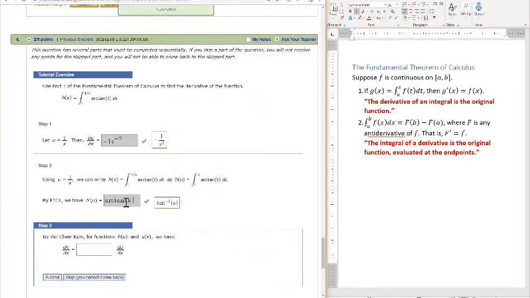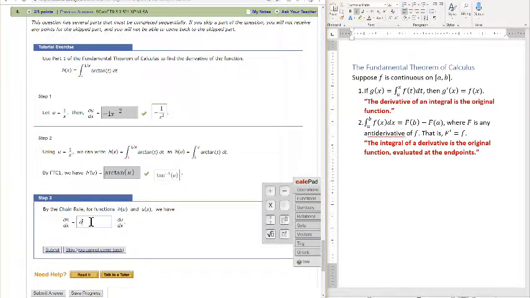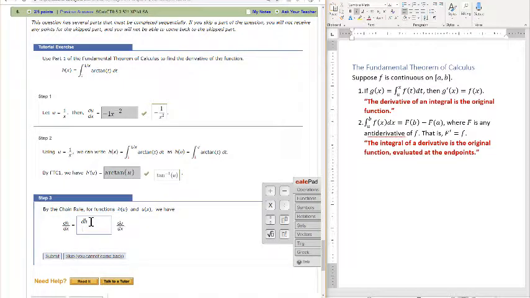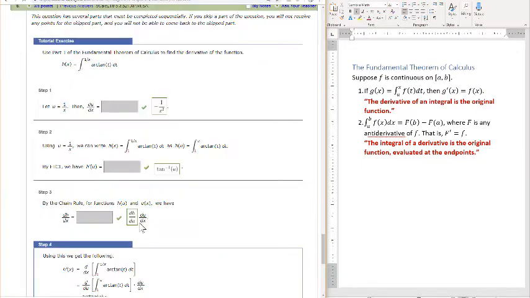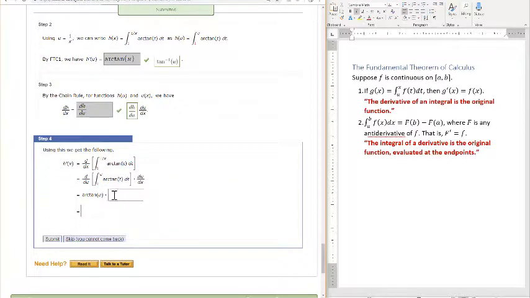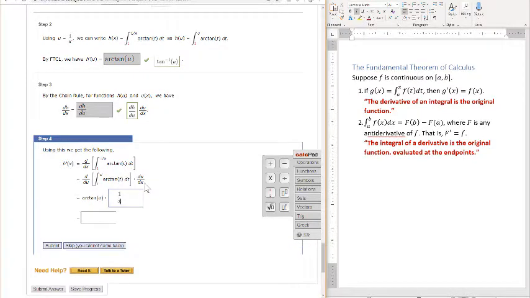Now that we have the arctan of u, we have to take a look at the chain rule. With the functions h of u and u of x, the derivative of h with respect to x is the derivative of h with respect to u times the derivative of u with respect to x. So that's the chain rule. It's the arctan of u times the derivative that we got earlier, which is negative 1 over x squared.